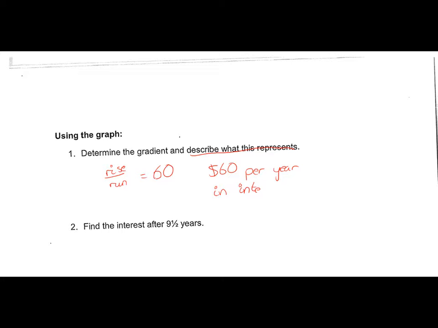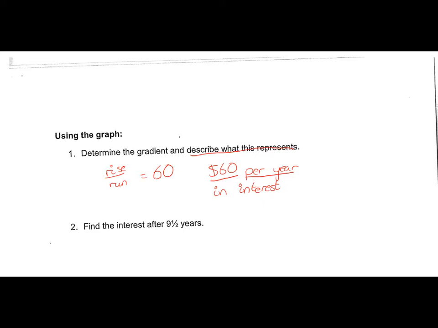Remember, gradient can sometimes be thought of as the change in the dependent variable when you have a change in one unit of the independent variable. So the change in the dependent variable here is the extra $60, and the change in one unit of the independent variable is for 1 year. So $60 per year in interest.